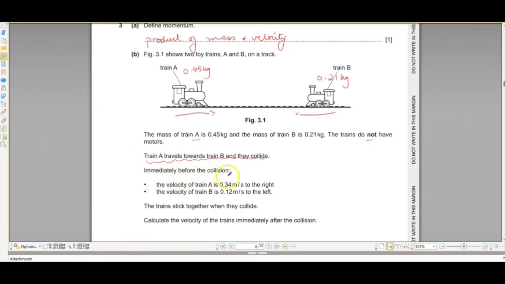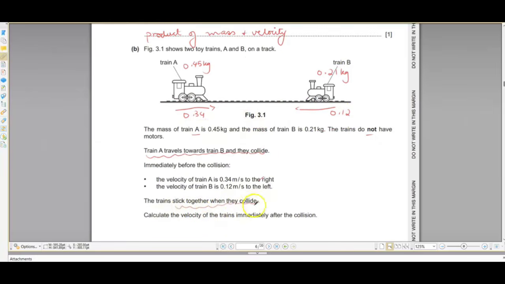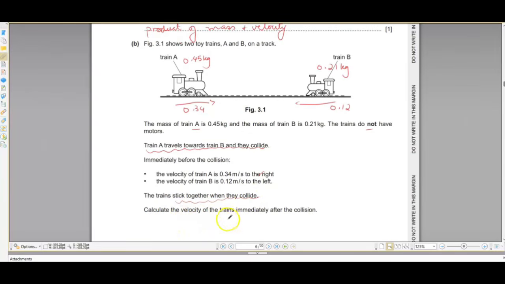Immediately before collision, the velocity of train A is 0.34 meter per second and the velocity of train B is 0.12 meter per second to the left. So one is moving towards the right and one is moving towards the left. The trains stick together when they collide. Calculate the velocity of the trains immediately after collision.